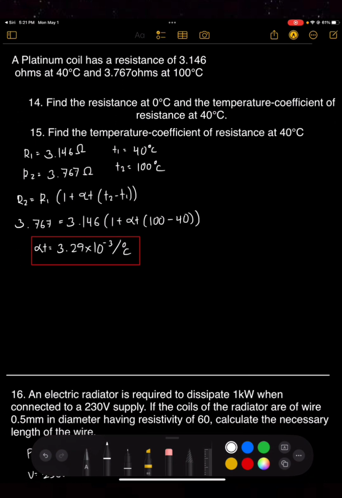Now to answer the 14, we'll use the equation of R0, R1 equals to 1 plus alpha times the temperature, T1 and T2, which is for 0 degree Celsius and minus 40 degree Celsius. So this will give us the answer 2.32 ohms.